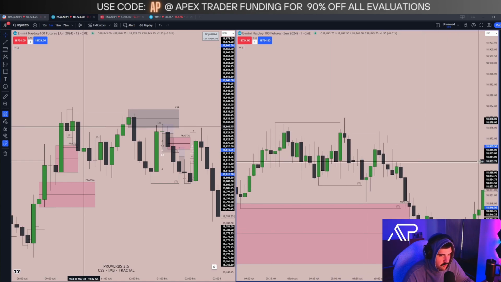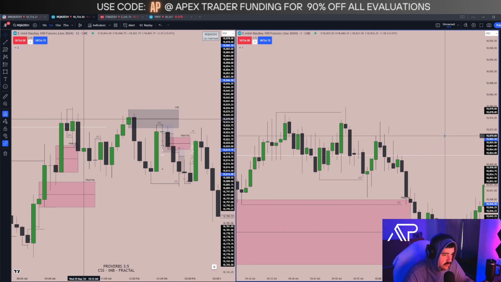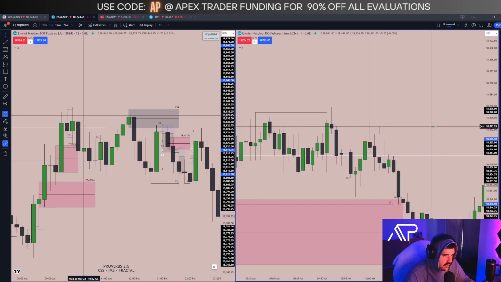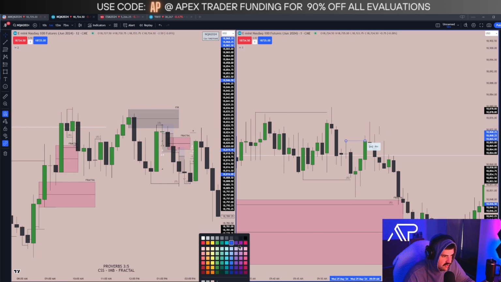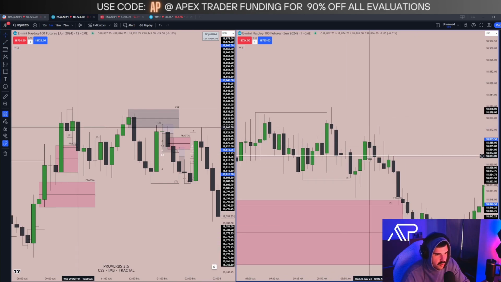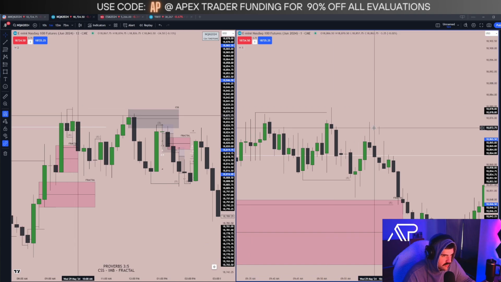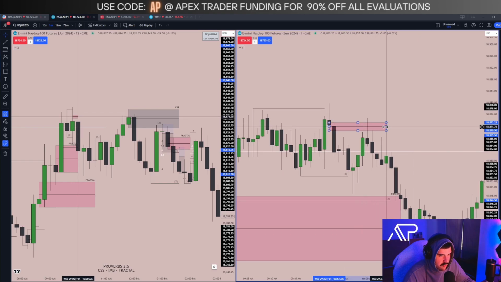You need to be looking for some form of quote unquote low-hanging fruit area, and the most obvious one is either going to be this high, which I think was around 10 points, if I remember right, as well as this fractal. This is really the main POIs we use. This is really the main point right here, which is exactly where you can see price tops out.